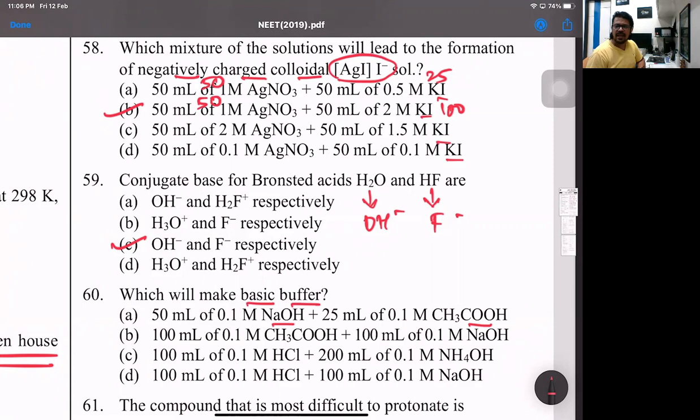In fact, A is going to form an acidic buffer. Acetic acid partially ionized with NaOH will give sodium acetate. So weak acid and a salt of its strong base. Same way will be B, acetic acid and NaOH. Here it's HCl and NaOH over there. So strong acid with strong base is out. So there's only one option left. That's nothing but option C over there.